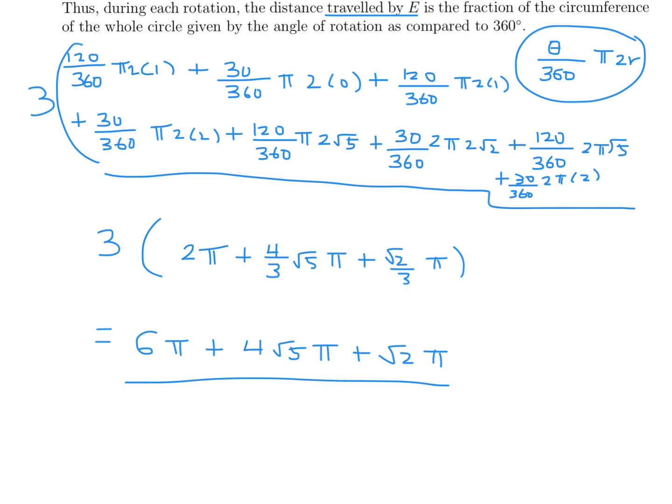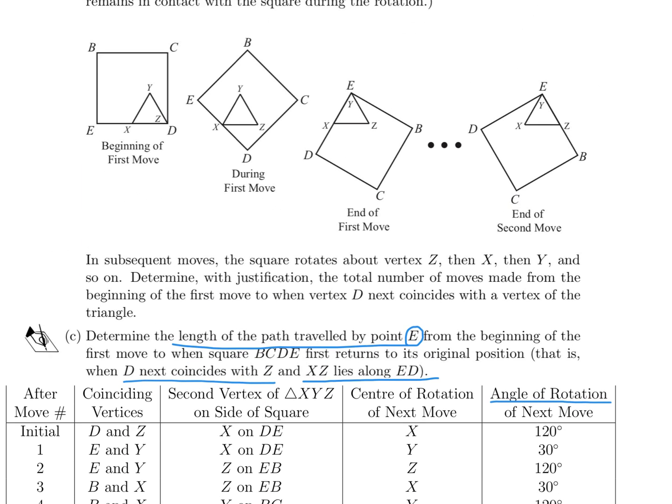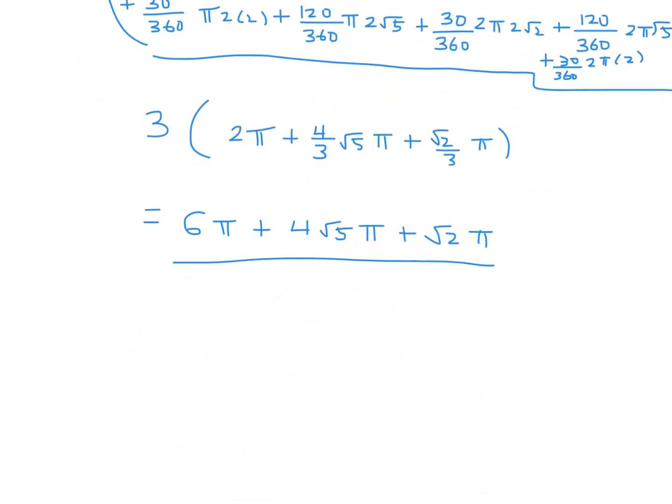And when you do that, you get back to the position that you wanted, which I believe is right here. Determine the length of the path traveled by E from the beginning of the first move to when square BCD first returns to its original position. Okay, there we go. That would be the distance traveled for E from the beginning to when it gets back to its original position after 24 moves.